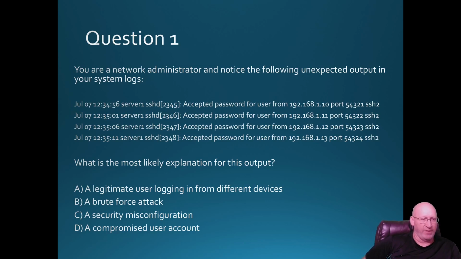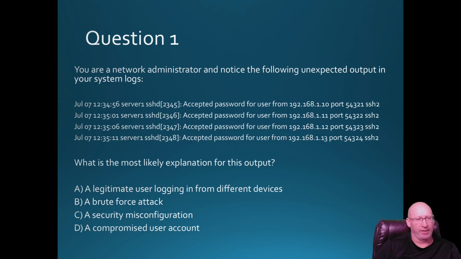And so what is this? I feel like a legitimate user logging in from a different device is probably not going to be the case. And we can rule that out based on the time lapse, right? If you know impossible travel, you know there's no way that a user can be identified on each one of these. And so it's providing us these IP addresses.